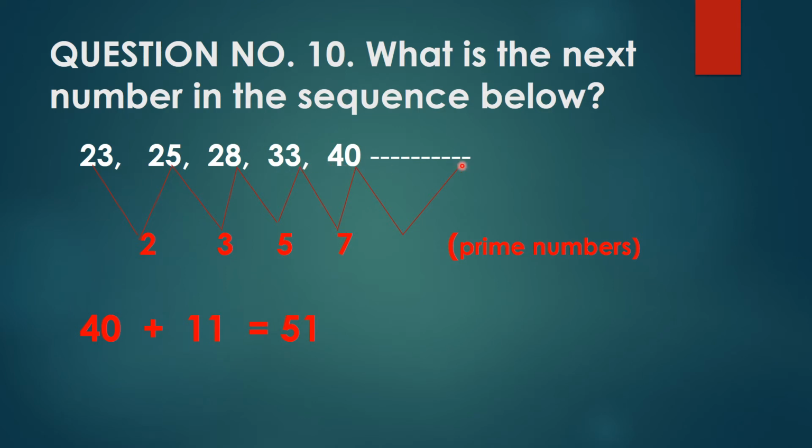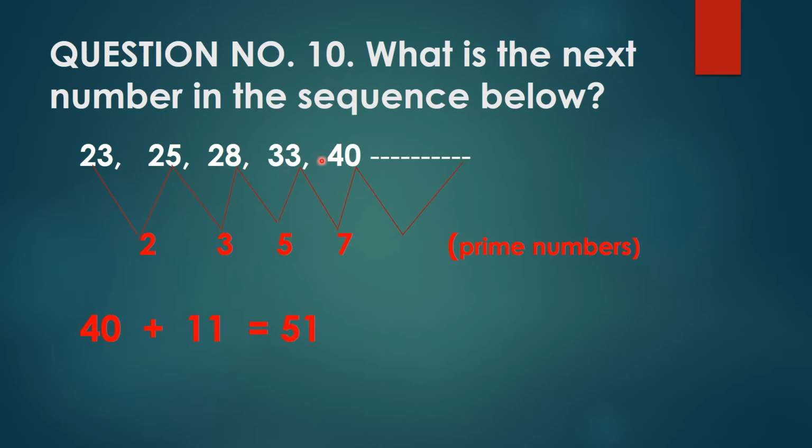What are you supposed to do? First of all, ask yourself, what are they adding? From 23 to 25, they have added 2. We subtract 25 minus 23, that is 2. Then 28 minus 25 is 3. 33 minus 28 is 5. 40 minus 33 is 7.